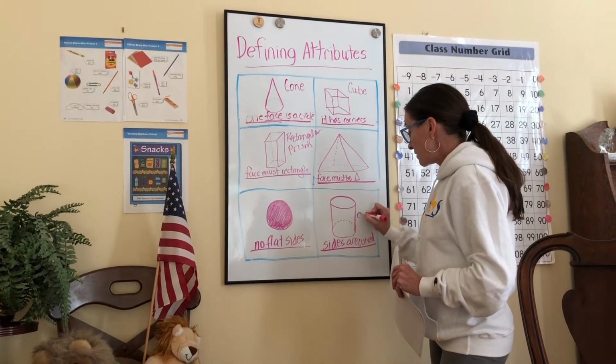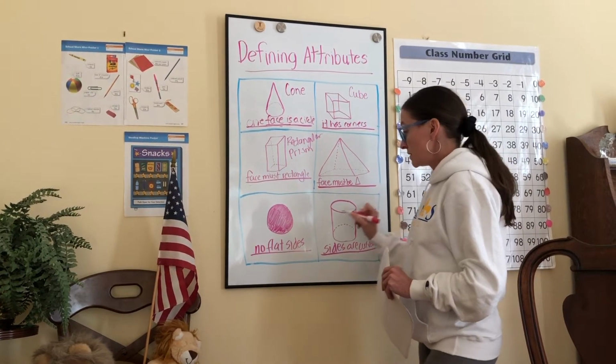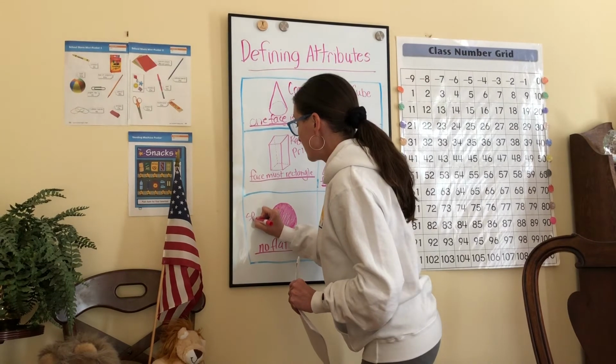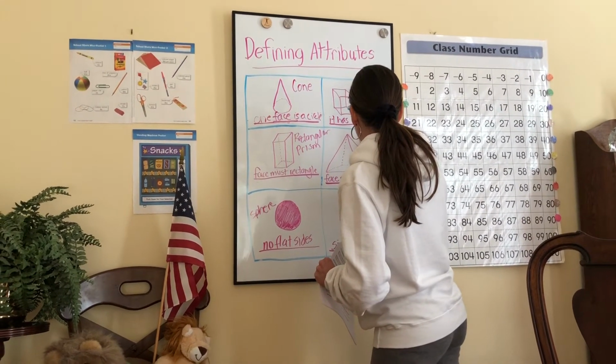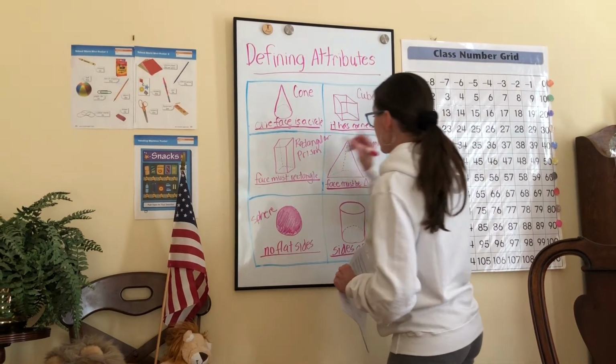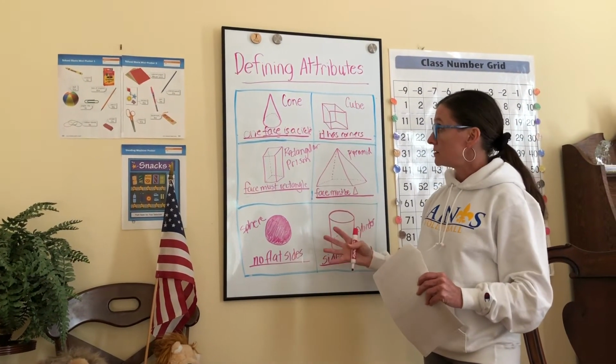All right, so we're going to write, my board is making a lot of noise. Cylinder, sphere, pyramid, and there you have these six three-dimensional shapes and a defining attribute.